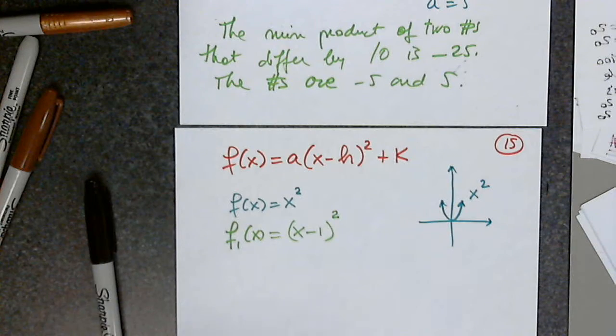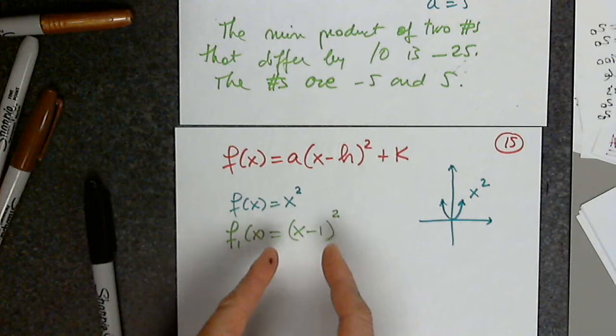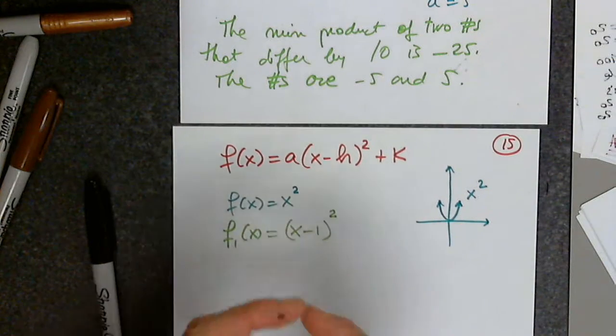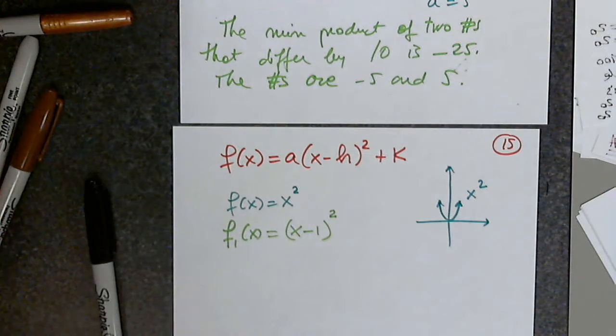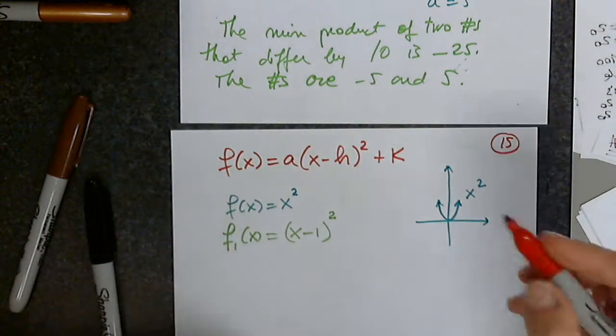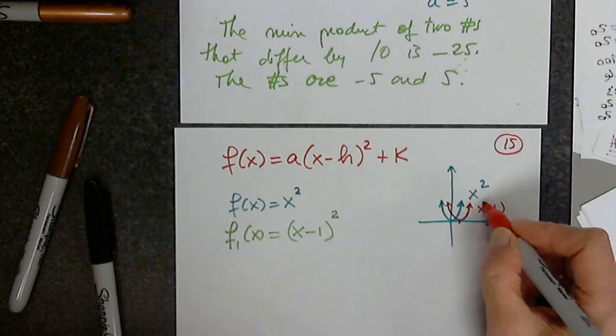0 minus 1 will not give us y equals 0. Which number will give us the y equals 0? 1. So where does this graph move in order to graph this? To the left or to the right? To the right. Very good. To the right. So this graph will be here. Same graph, identical graph, but it will move to the right.